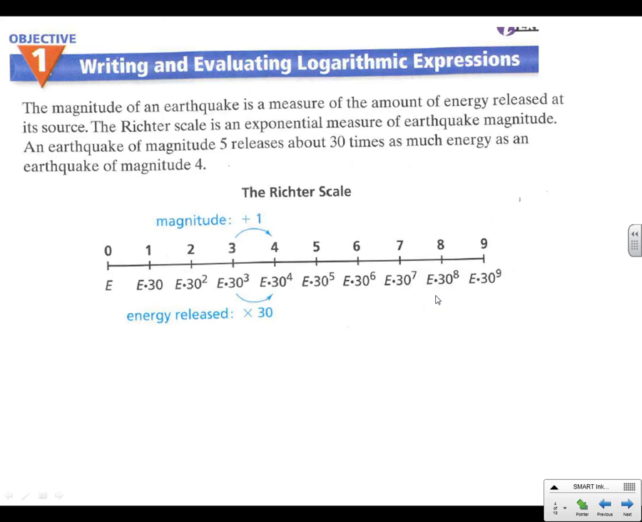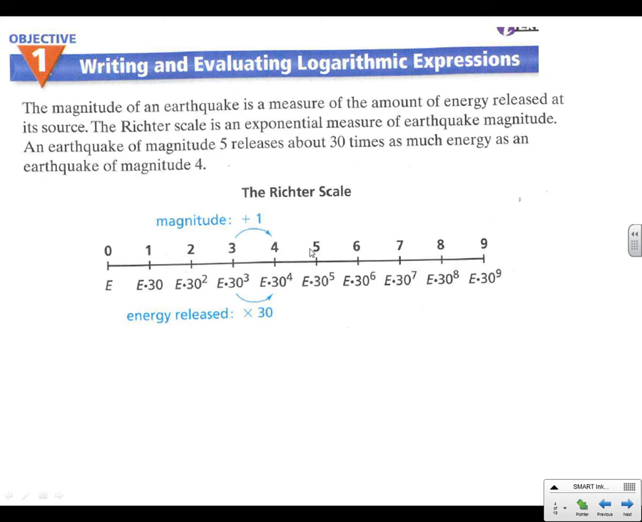Alright, so we're going to learn about logarithms first with an example here. I think you've all heard of the Richter scale. It measures how much energy is in an earthquake. And so a magnitude of 5 releases about 30 times more energy than a magnitude 4. It's not just one more energy point than a magnitude 4. So it's a multiplier.